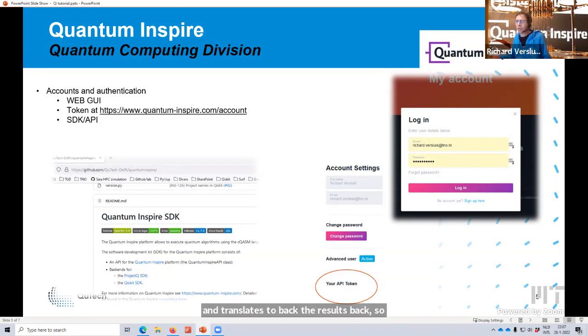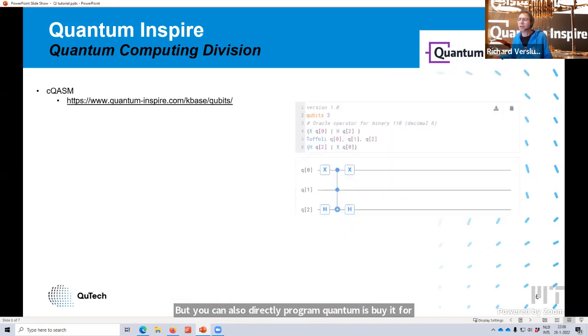So you can use our own language, QASM, but you can also use OpenQASM from IBM to do programming, and you can also use Qiskit to develop more sophisticated programs, for instance, using their libraries and their components and utilities. And you will find Quantum Inspire as one of the backends in Qiskit as a third-party provider. But you can also directly program Quantum Inspire either through the web interface or through the SDK. I'll show you a little bit how that works in a few minutes.